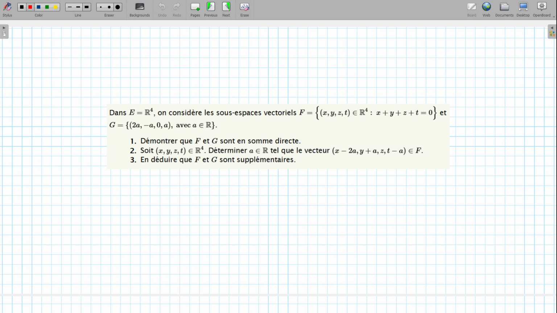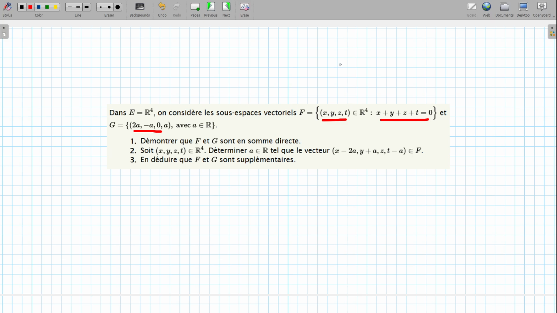So F and G sont des sous-espaces vectoriels. And then same, we have F and then the condition that has to be satisfied. For G, we have the condition that has to be satisfied. So it's also a sous-espace vectoriel of R4. You can check if the zero vector of R4 is in F.